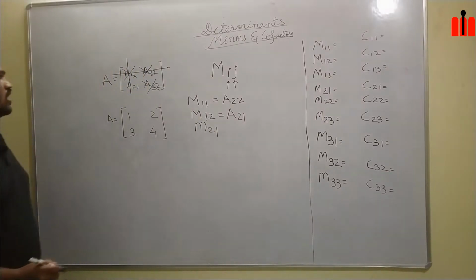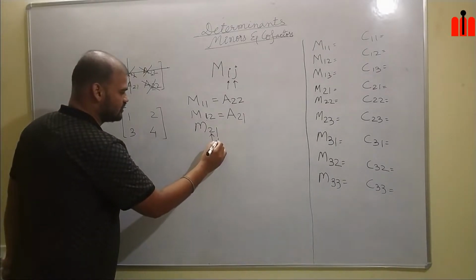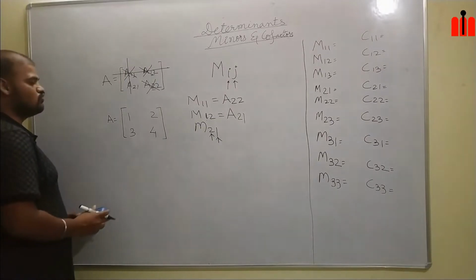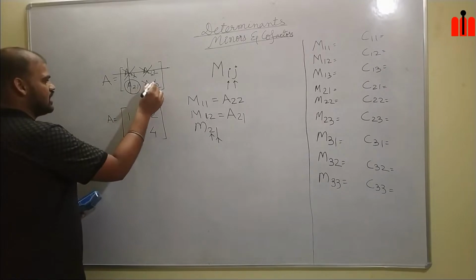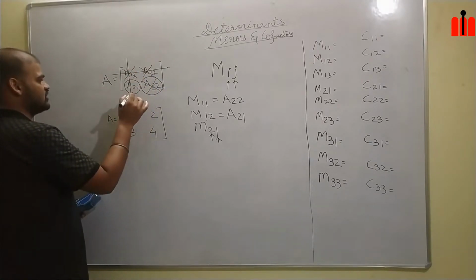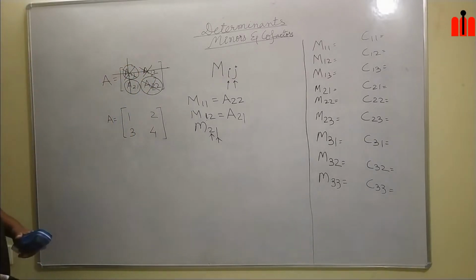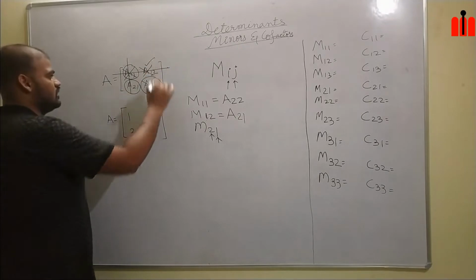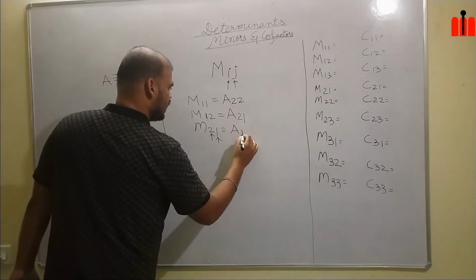M21, I have to strike out second row and first column. So what will be my second row and first column? This is my second row. I will strike out my second row now, and first column. This is my first column, right? So what am I left with? A12. So my M21 minor will be A12.